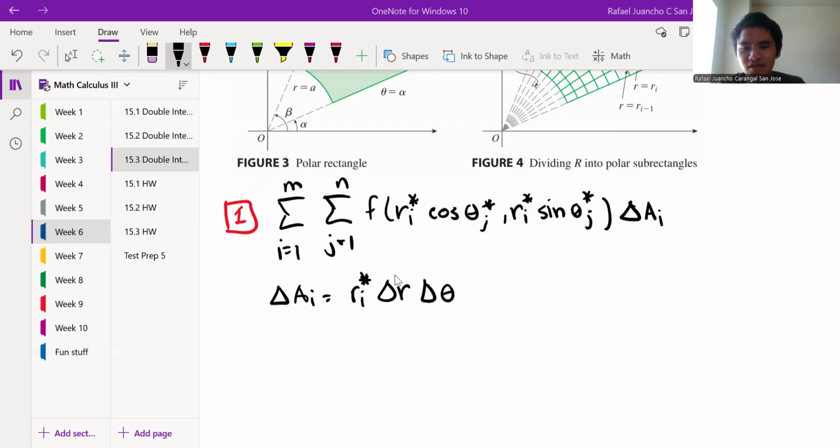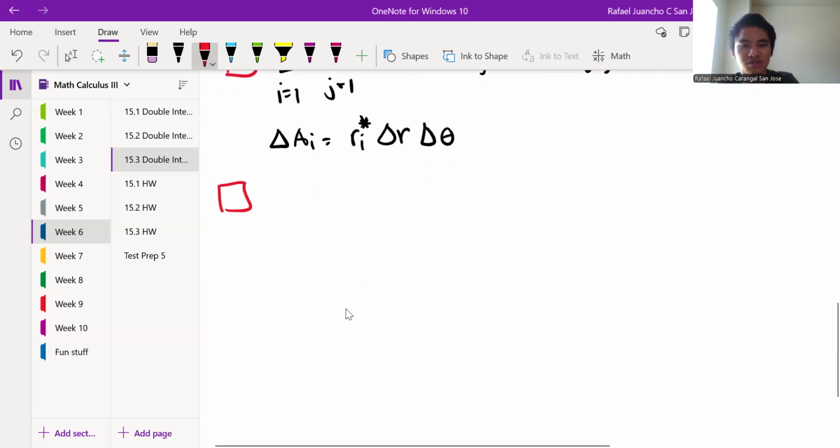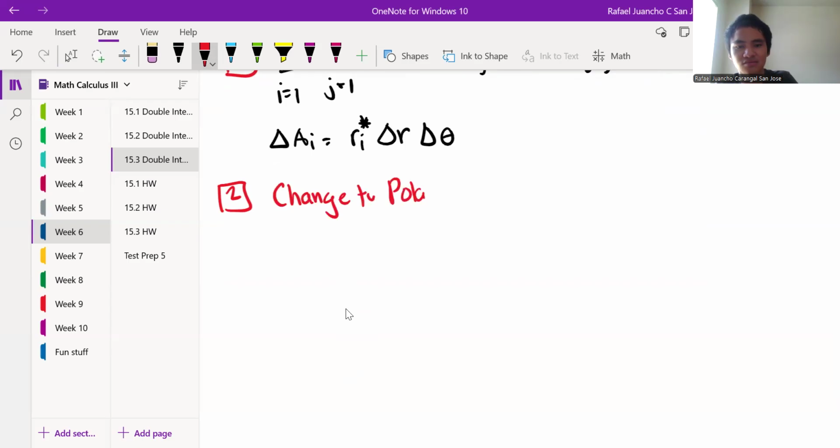You could even rewrite it as some other function. Oh no, I'm going to go straight into the integral because I want to keep it simple. So for the integral, it's basically the change to polar coordinates in some double integral.